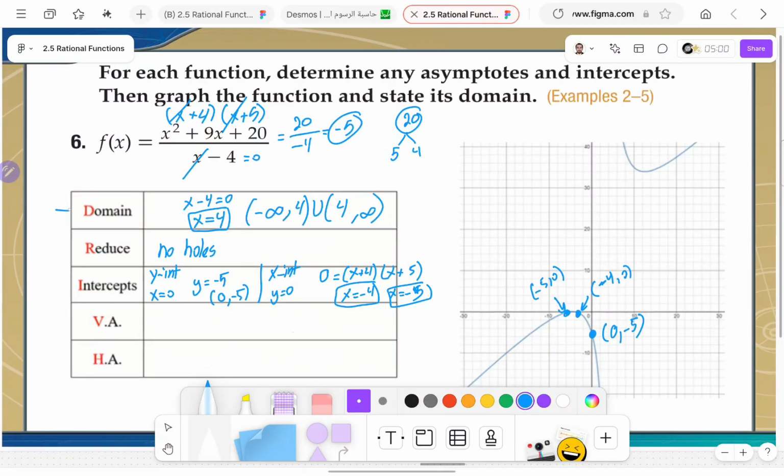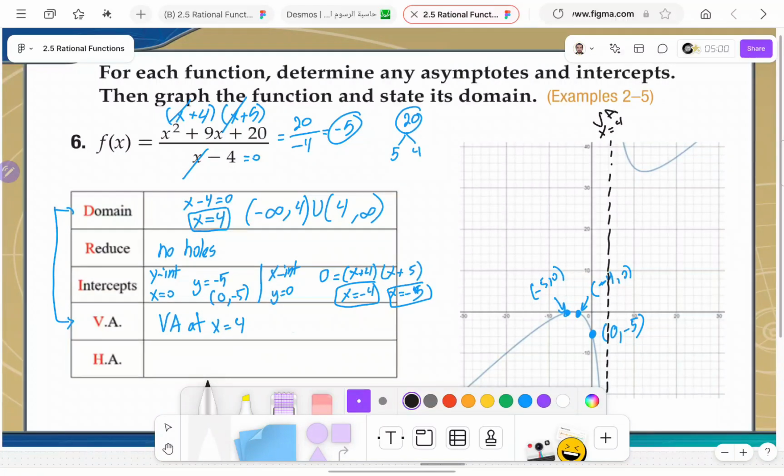Now, how about the vertical asymptote? As we know, the vertical asymptote is the same as the domain's excluded value. The excluded value here is 4. So the vertical asymptote is at x equals 4. And if we need to graph it, the vertical asymptote at 4 should be somewhere here. So this one is the vertical asymptote at x equals 4.